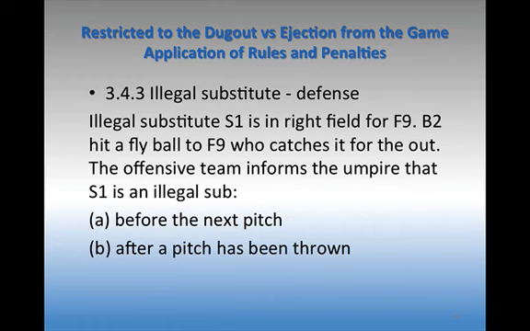Illegal substitute, defense. Illegal substitute S1 is in right field for F9. B2 hit a fly ball to F9, who catches it for an out. The offensive team informs the umpire that S1 is an illegal substitute. Again, the selections are A, before the next pitch, and B, after the pitch has been thrown. In A and B, the defensive player is restricted to the dugout.